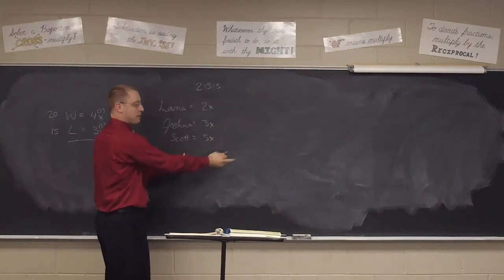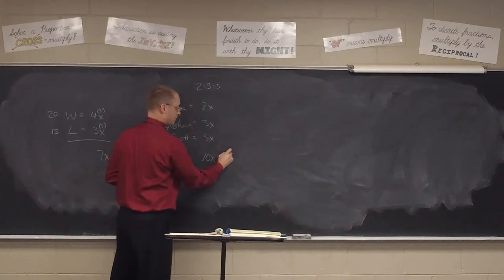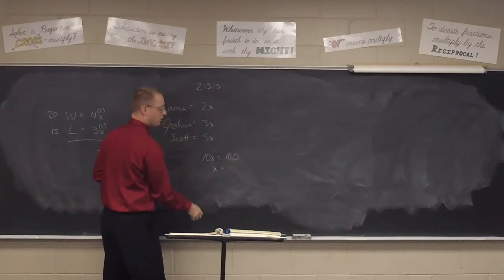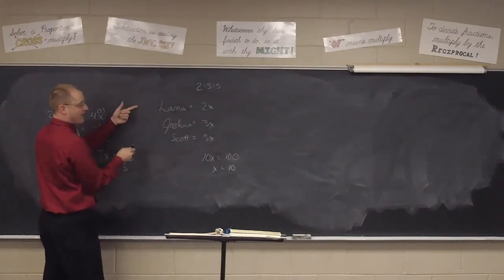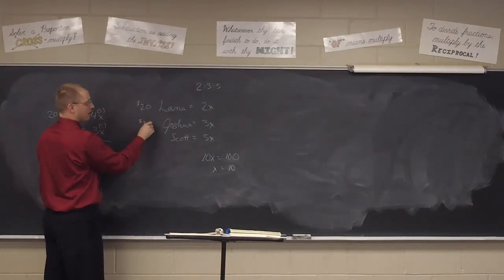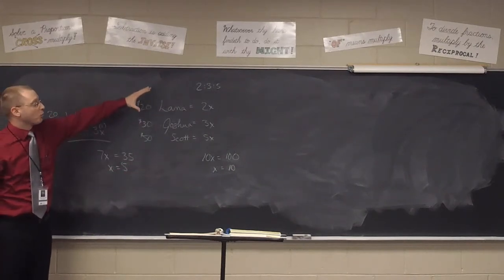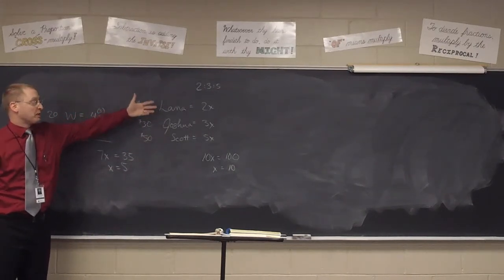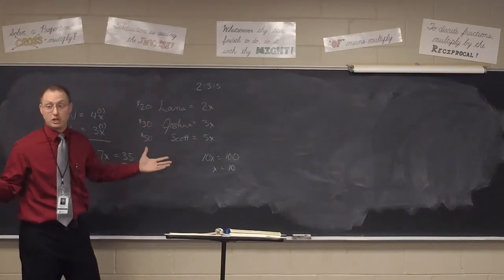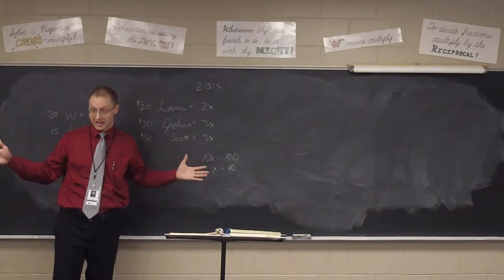total? Class, what's my equation? 10x equals 100. Then x must equal 10. So how much does Lana have, class? 20. Joshua? 30. And Scott? 50. Now you can even work, if there's more than two unknowns, you could do 3, 4, frankly, you could put as many things in ratio as you want. You don't have to have just two. My method takes care of all of that.